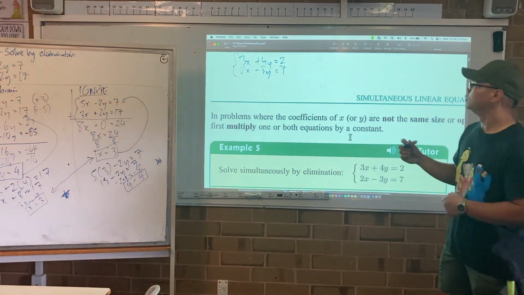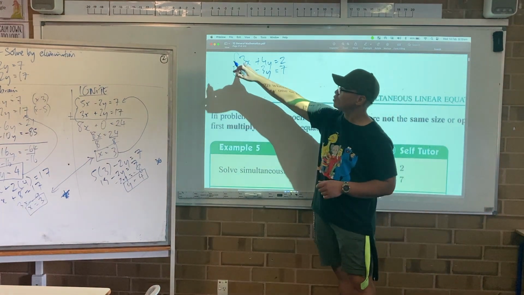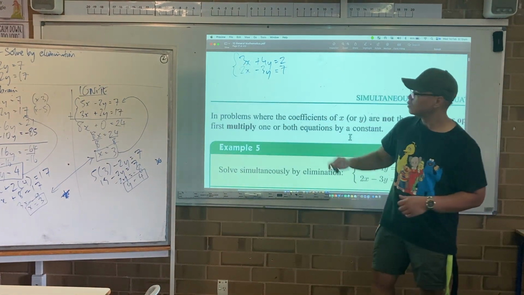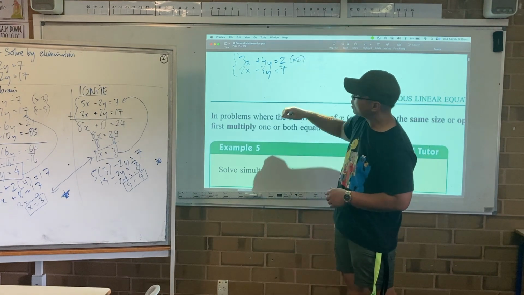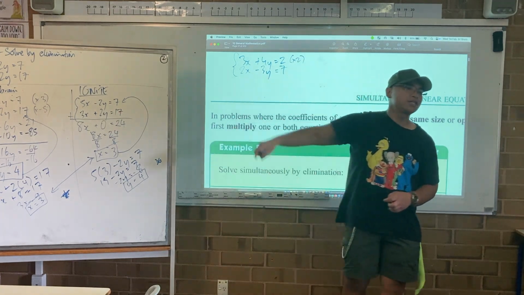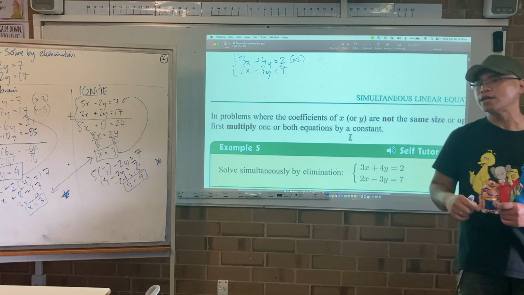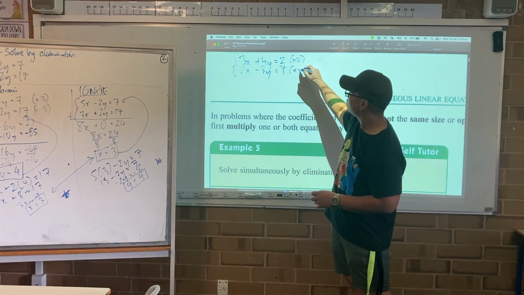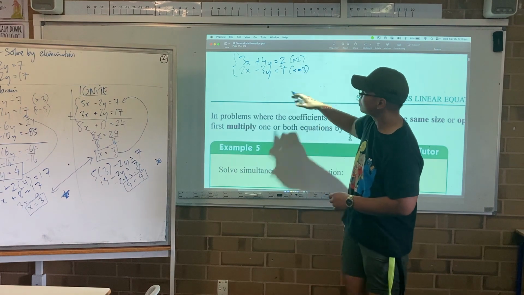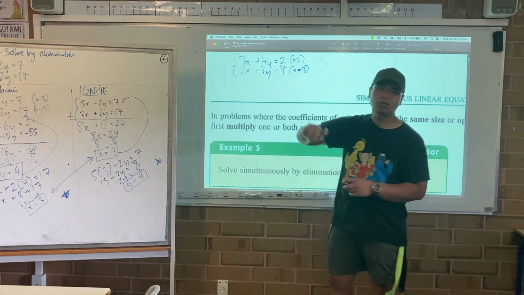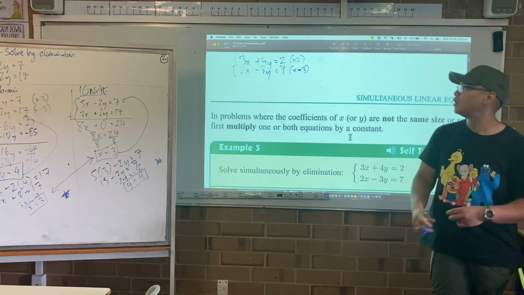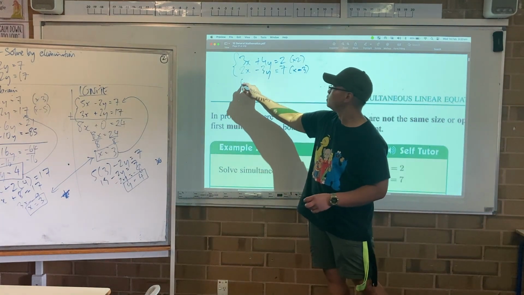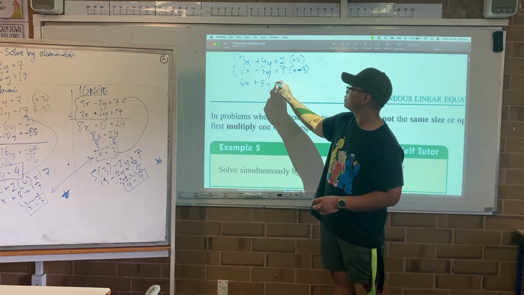6. Well done. What would I times 3 by to make it 6? 2. I want the opposite sign, but the same size for the bottom. So what would I times? Negative 3. Excellent. So rewrite this. What's the top going to look like if I've multiplied everything by 2? 6x plus 8y equals 4.